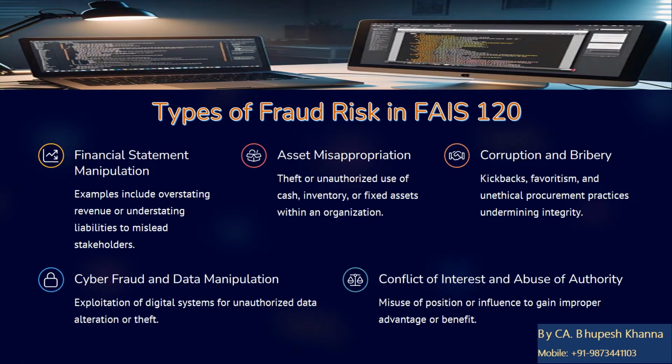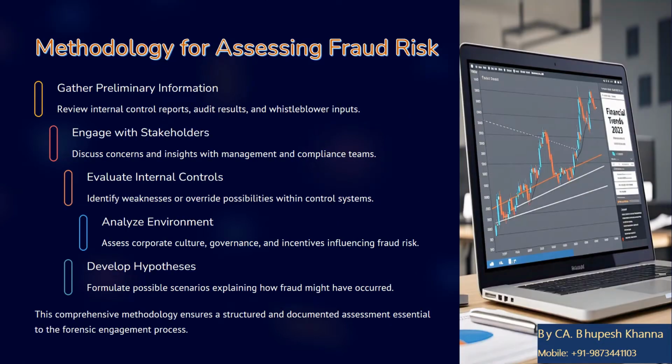Now we will discuss the types of fraud risk recognized in FAIS 120. According to FAIS 120, fraud risks may relate to financial statement manipulation, e.g., overstating revenue, understating liabilities; asset misappropriation, e.g., theft of cash, inventory, fixed assets; corruption and bribery, e.g., kickbacks, favoritism in procurement; cyber fraud and data manipulation; conflict of interest and abuse of authority.